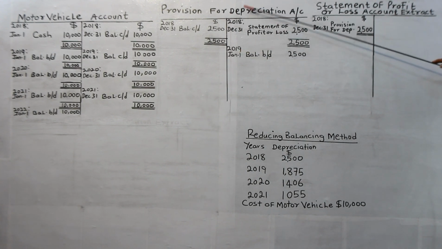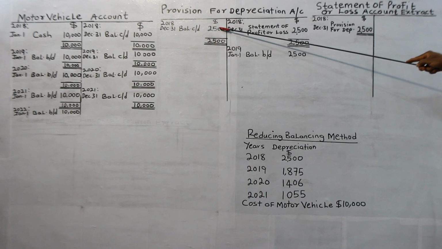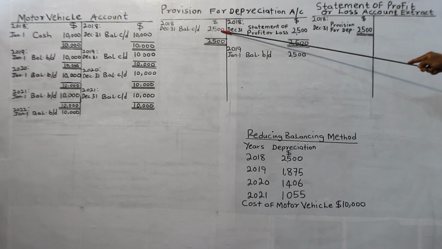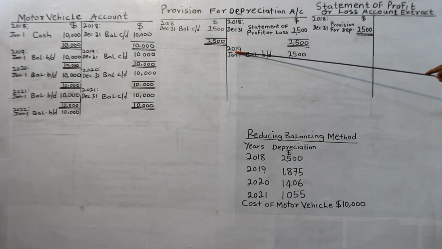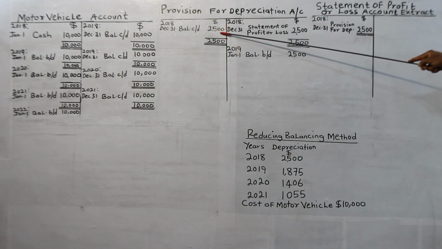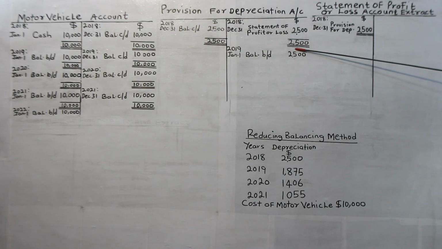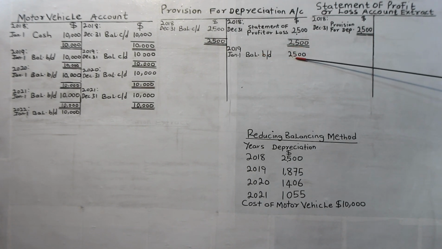Now the balancing has been completed for the first year, and the total depreciation accumulated in the first year is $2,500. So before we begin the next year's transaction, which is 2019, we must bring down this balance, and that is why it's called accumulated depreciation account. Now the balance brought down is $2,500.